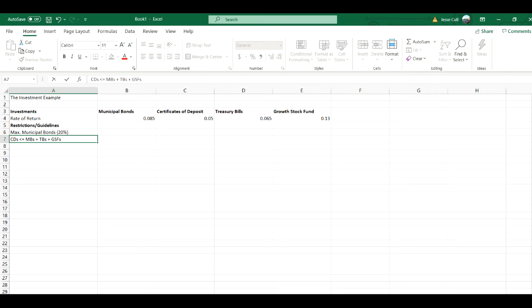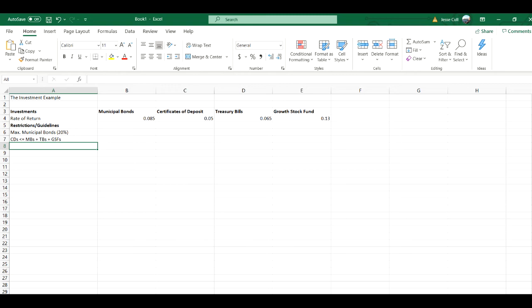Now this is unclear because it's the first time we've looked at it. But if we saw a lot of different examples, like this would become pretty clear. Essentially it means CDs plus TBs divided by MBs plus GSFs. So the ratio of these two must be greater than or equal to 1.2.